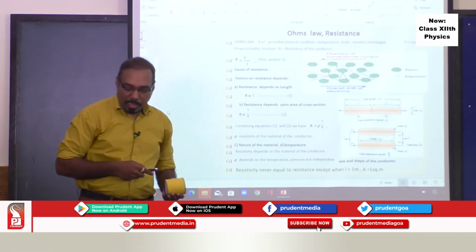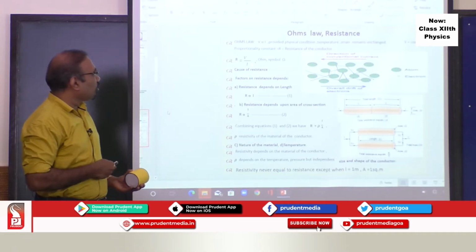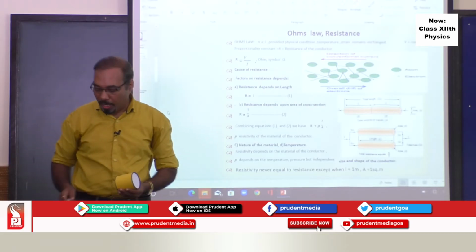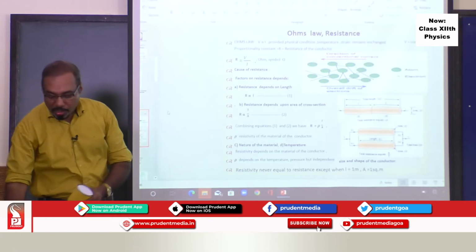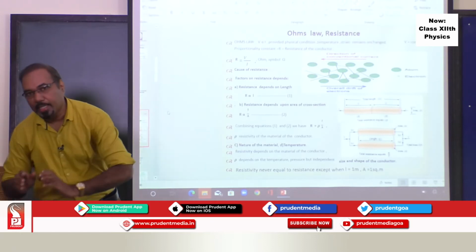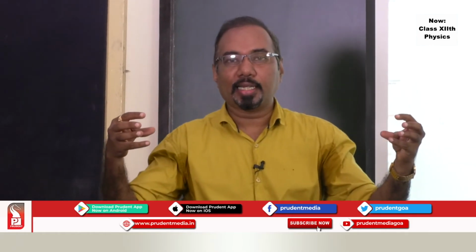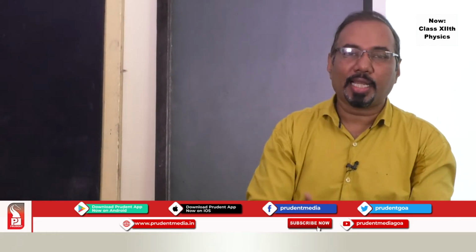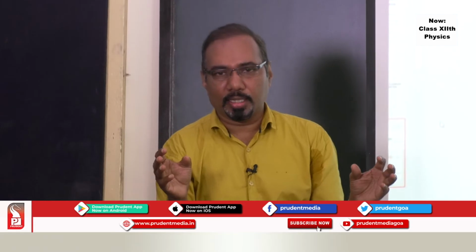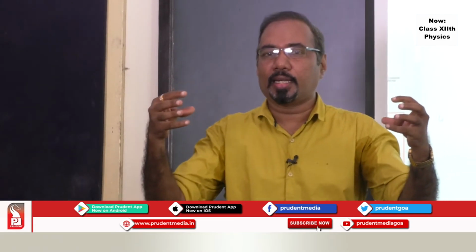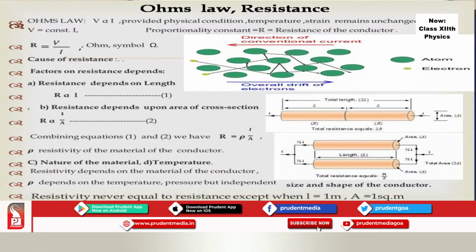Okay, now let's try to understand. The formula we have: R is equal to V upon I, or V is equal to IR. We can now understand the factors on which this resistance depends. The first factor is the length of the conductor. If you increase the length of the conductor, the resistance increases. Very simple to understand. If you increase the length, electrons find more atoms to collide with on the way, and that's the reason the resistance is increasing. So resistance is directly proportional to the length.